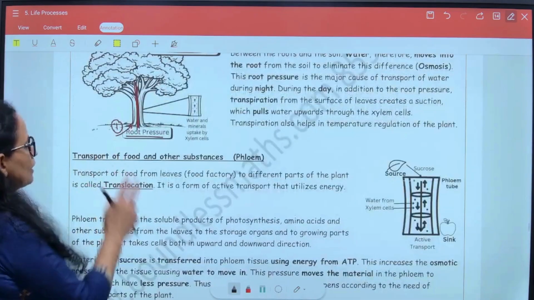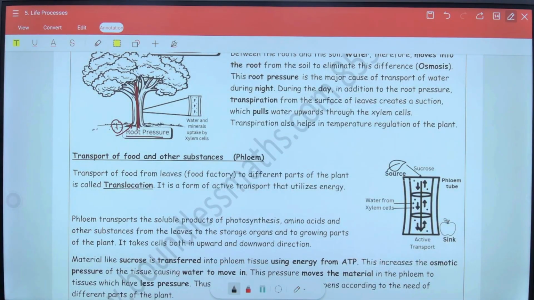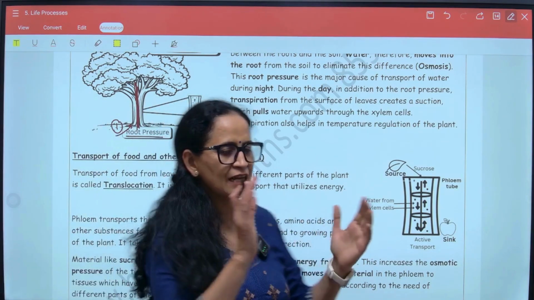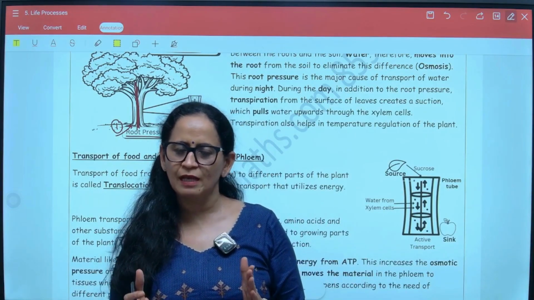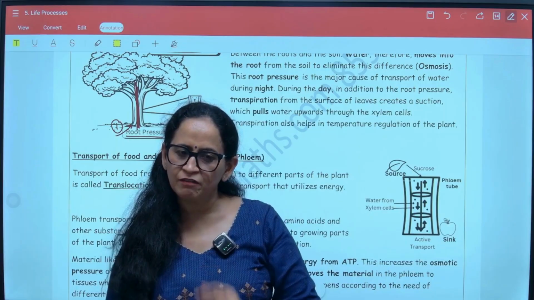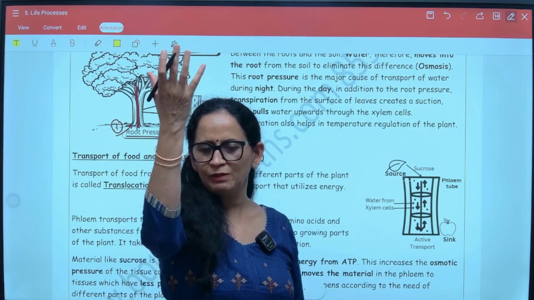Now let's look at transportation of food and other substances. This transportation takes place in phloem. So phloem cells are at the periphery of the stem. Xylem is in the center. It's like a fountain. Water is going up from the center of the fountain.